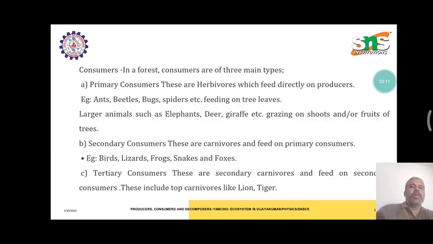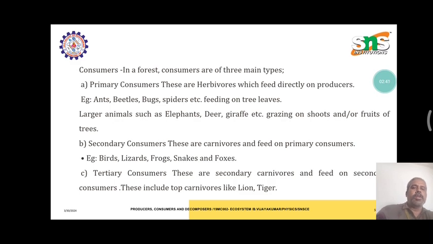Consumers in a forest are of three main types. One is the primary consumer. These are herbivorous and feed directly on producers. Examples are ants, beetles, bugs and spiders feeding on tree leaves, and large animals such as elephants, deer and giraffes grazing on shoots and fruits of trees.